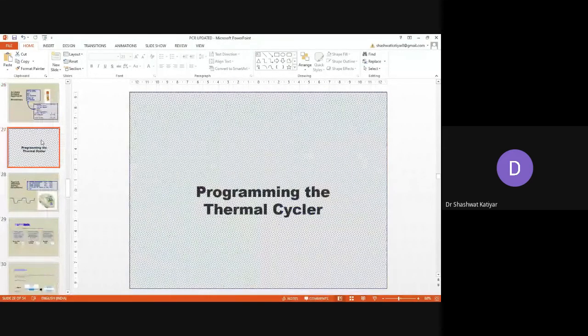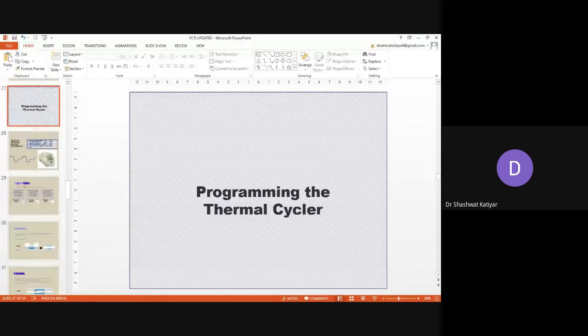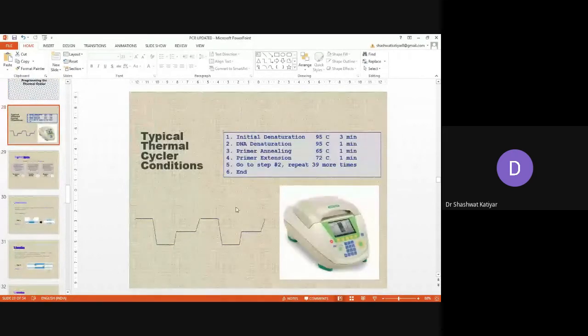So, what will be the programming for the thermal cycler? There are three programs for the thermal cycler: a denaturation process, then primer annealing, and then extension of the primer. Initial denaturation occurs at 95 degrees Celsius for 3 minutes. DNA denaturation occurs at 95 degrees Celsius for 1 minute. Primer annealing is at 65 degrees Celsius for 1 minute.